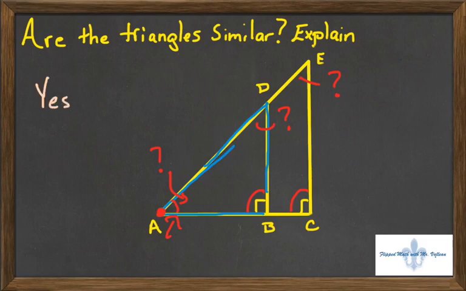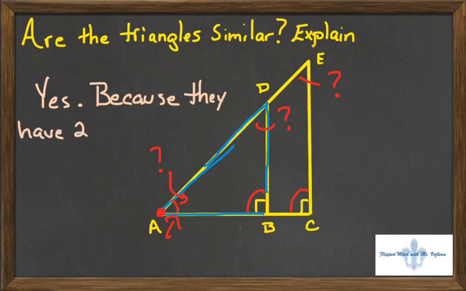So yes, they are similar because they have two congruent, and as we know, congruent means same. They have two congruent angles. And that is how you work through your angle-angle similarity.